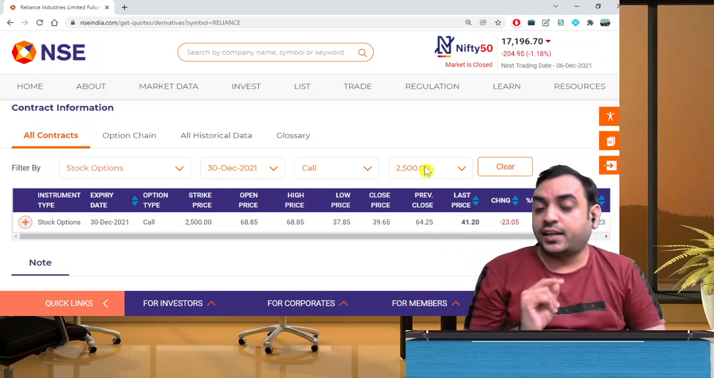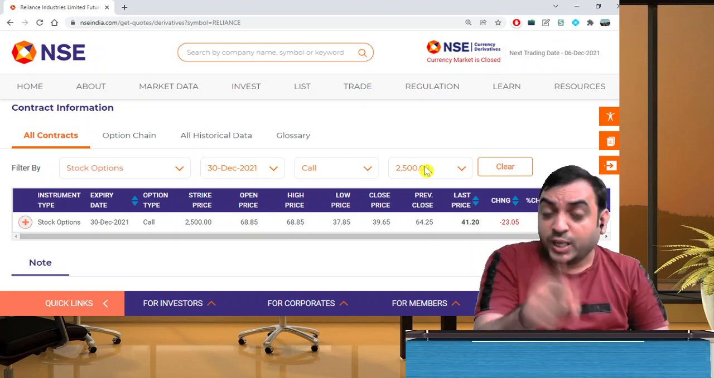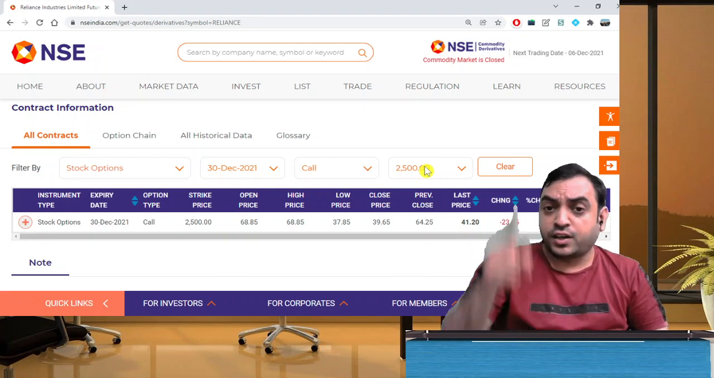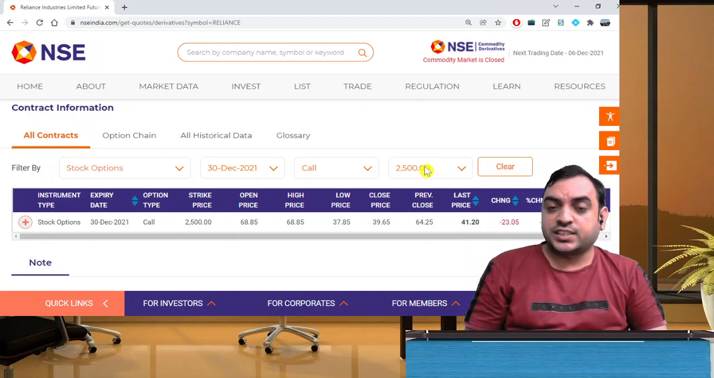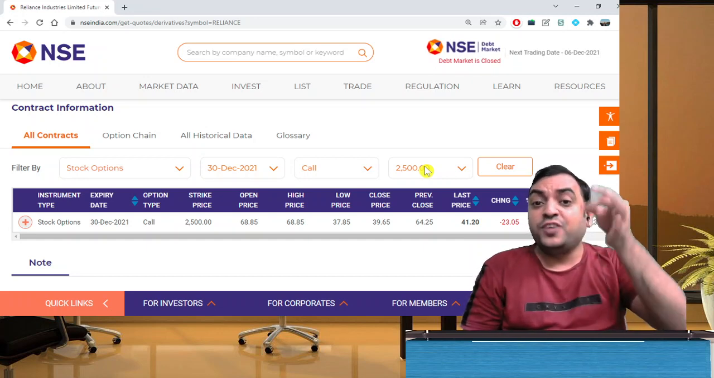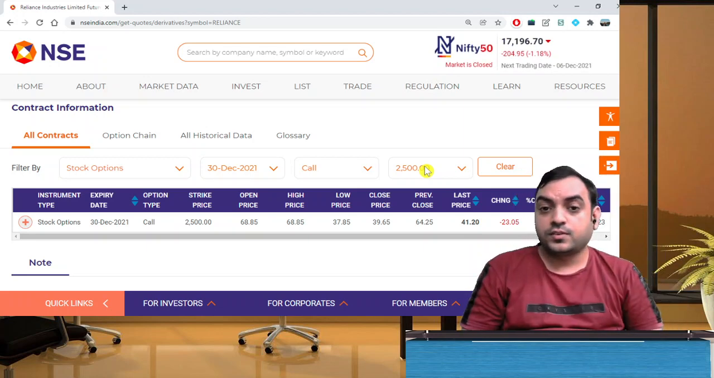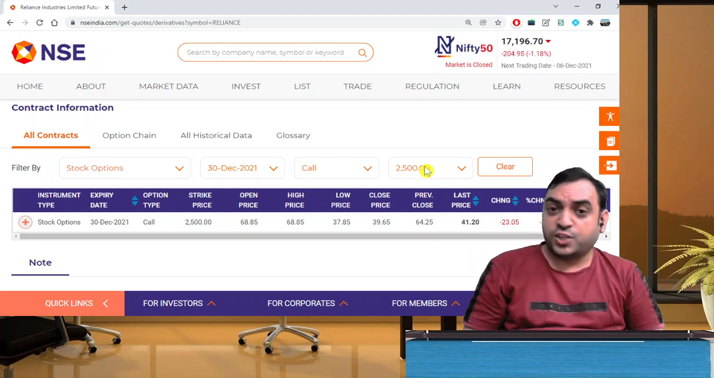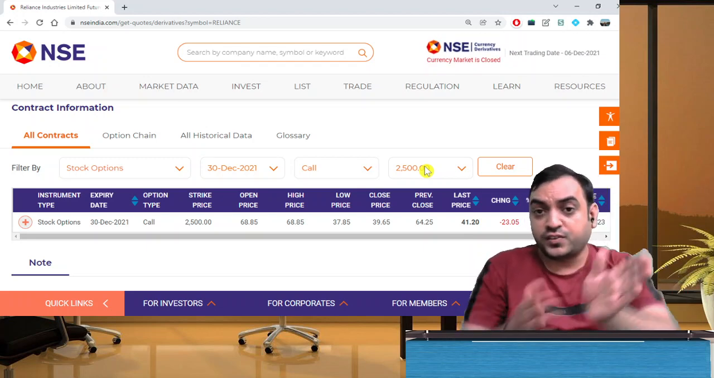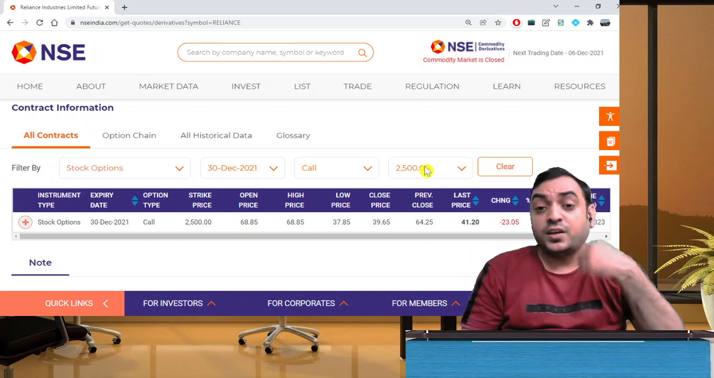On expiry, I'm telling you, on 30th of December, the value of the option premium will be equal to the intrinsic value. If the market price closes at 2,600 and the strike price is 2,500, this option will be worth 100 rupees. Option premium will be 100 rupees. You already paid 40 rupees. Now you close your position at 100 rupees, you get a profit of 60 rupees. This is settlement on net basis.